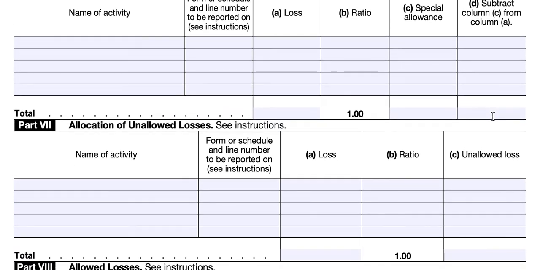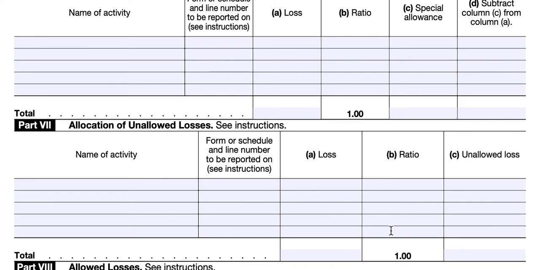In Part 7, you'll include the name of the activity, the form or schedule, and the line number to be reported on. And then in column A, you will enter the amounts, if any, from column D of Part 6, which is derived from column E of Part 4, or any prior year unallowed CRD included in Part 1, line 3, if you did not have to complete Part 6. You'll also enter any losses from Part 5, column E.